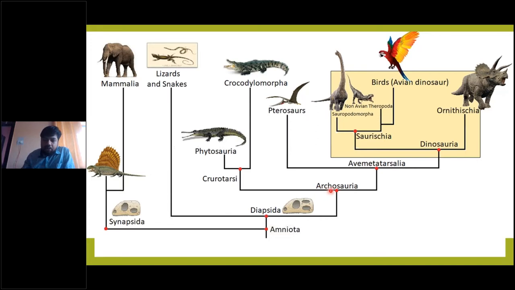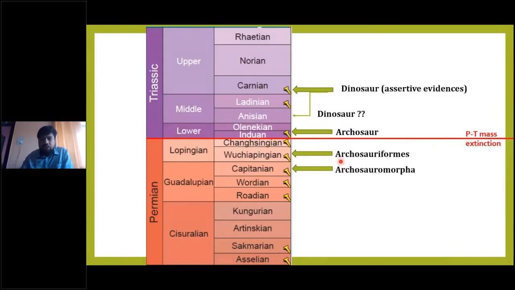Before arriving at the dinosaurs, I will focus on this particular node, the Archosauria, which means ruling lizard. The Archosauria is the node which gave rise to crocodiles, pterosaurs, dinosaurs and birds. So let's have a look at these archosaurs. The first archosaurs were from the lowermost Triassic.